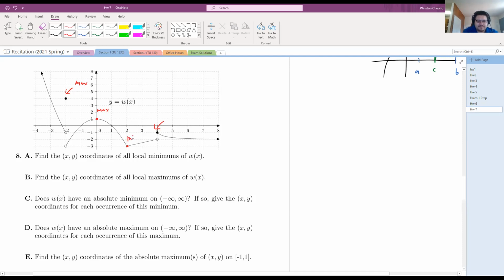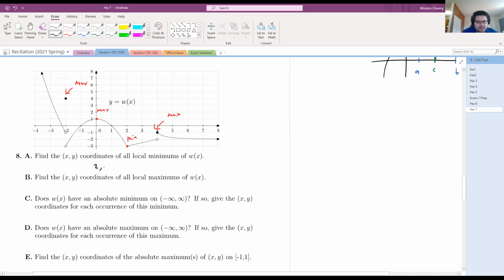This guy is a min, right? It doesn't matter that it doesn't have a derivative there. What matters is that it's lower than the values around it. It doesn't matter that the slopes all of a sudden just jumped. And this one is more like the one that's just floating around. This one is a max because you can plug in points around it and you're still going to be higher.